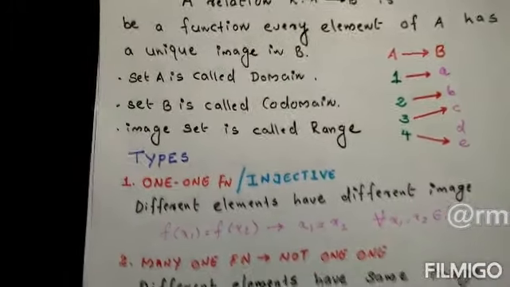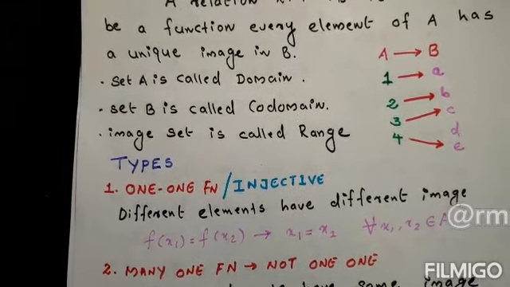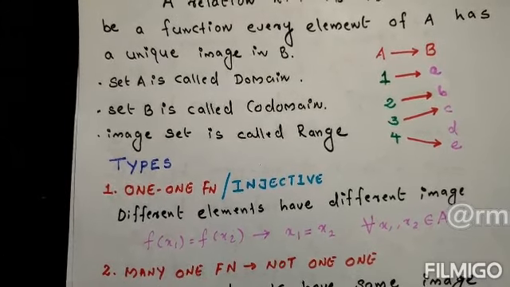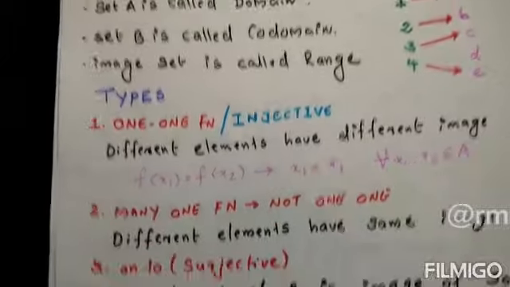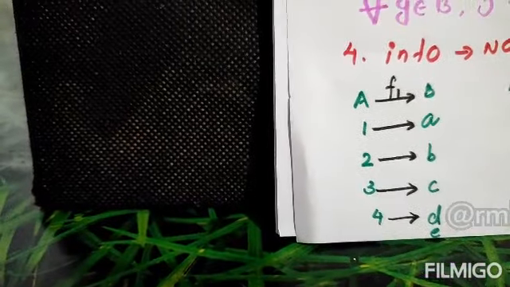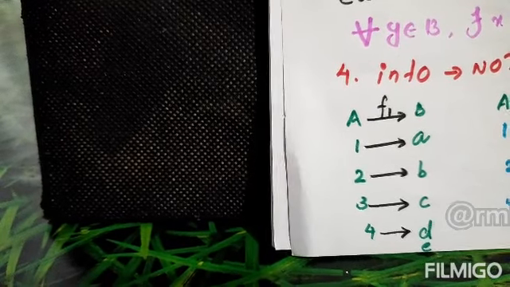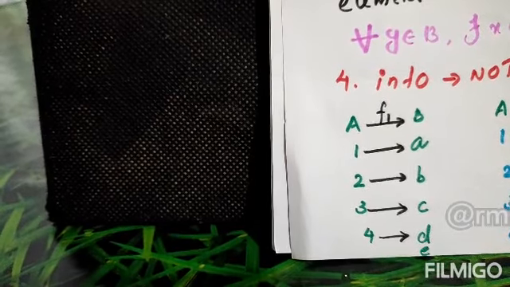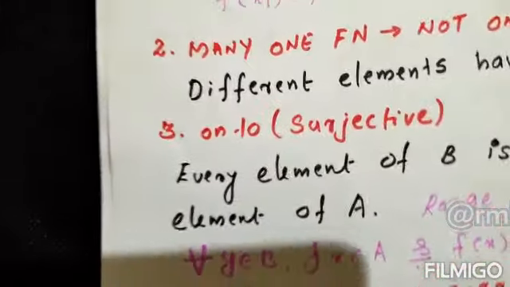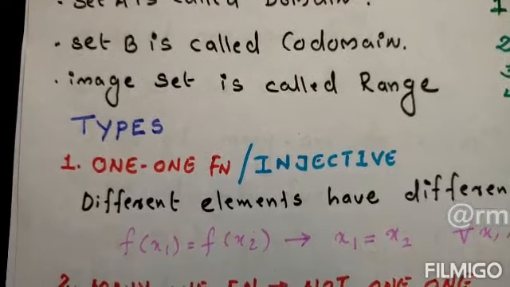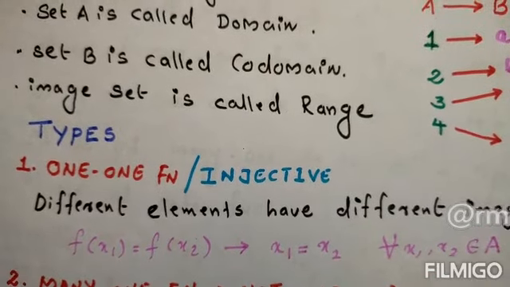Next topic is types of functions. First type is the one-one function, also called injective. Different elements have different images. That is the definition. Example is this f1, a function from A to B: the image of 1 is a, the image of 2 is b, the image of 3 is c, the image of 4 is d. Different components 1, 2, 3, 4 have different images. This is called a 1-1 function. Its symbolic expression is f(x1) = f(x2) implies x1 = x2 for all x1, x2 belonging to A.